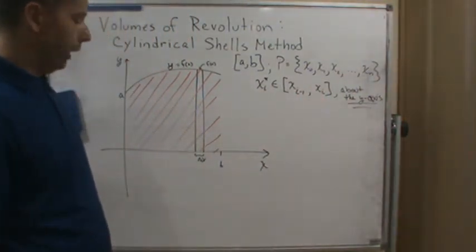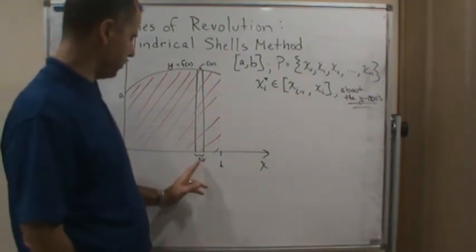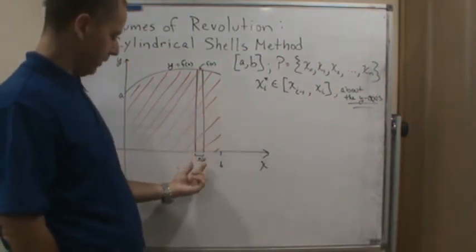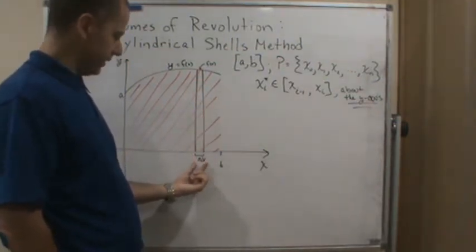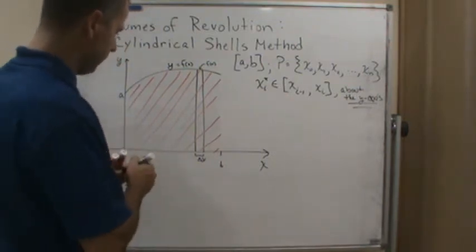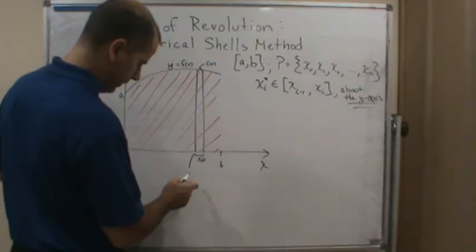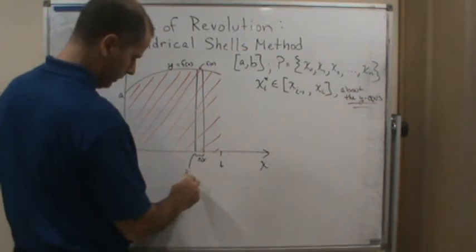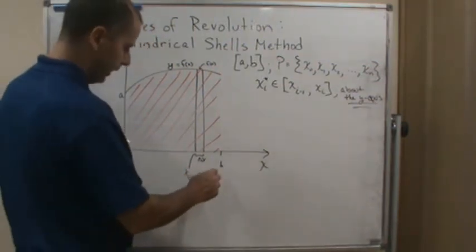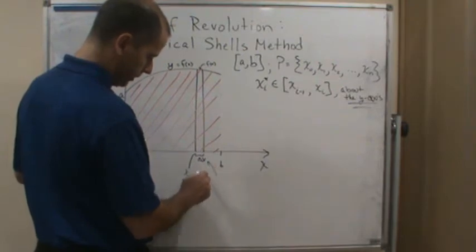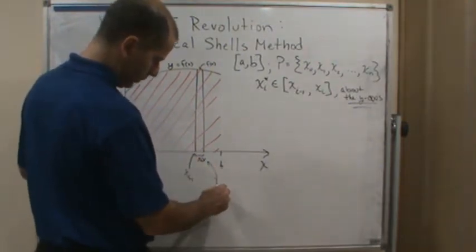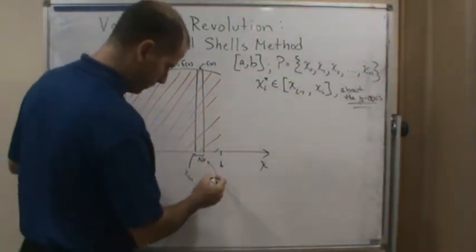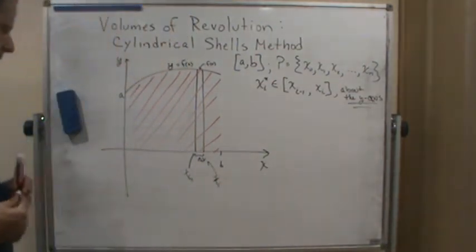Now, where the cylindrical shell method comes from is we're going to define our rectangles. So we're going to make a small rectangle with a width of delta x. The left endpoint of this subinterval is x sub i minus 1, and the right endpoint of the subinterval is going to be x sub i.